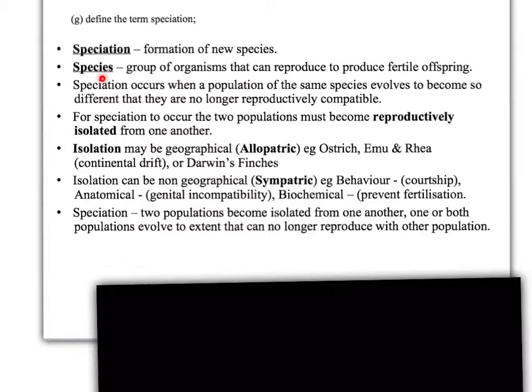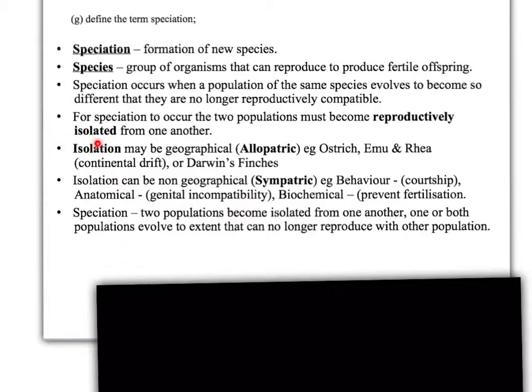Speciation, which is the formation of new species, occurs when a population of the same species evolves to become so different that they're no longer reproductively compatible. You can't reproduce with each other. And the key thing that needs to happen with this is that groups within a particular species need to become reproductively isolated from one another, so that they can't reproduce with each other. And then what happens is that the two groups that can't reproduce with each other evolve differently. Natural selection results in them evolving differently to the extent that they can't reproduce with each other, even if they had the opportunity.